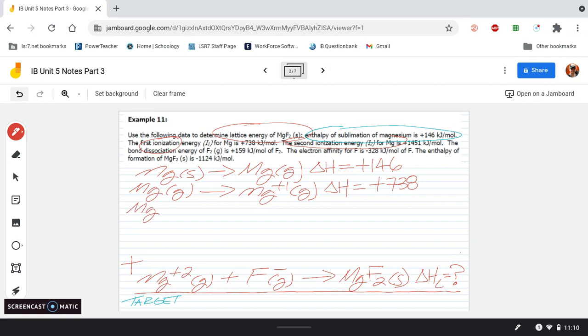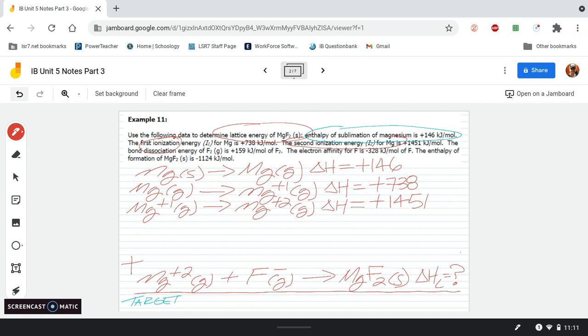So Mg plus 1 as a gas turns into Mg plus 2 as a gas. So for the second ionization energy, it's going to be even more energy because it takes more to pull that second electron away. So that's plus 1451. So you see, I'm just kind of going down the list, and I'm kind of turning it into what I need. And so we need to create the Mg plus 2. How much energy did that take?